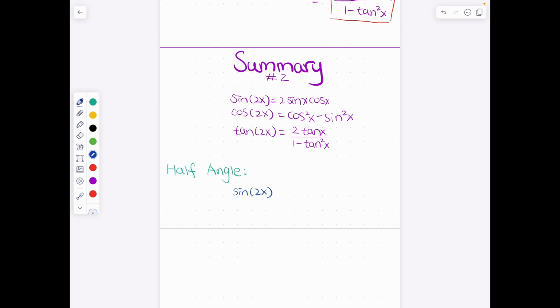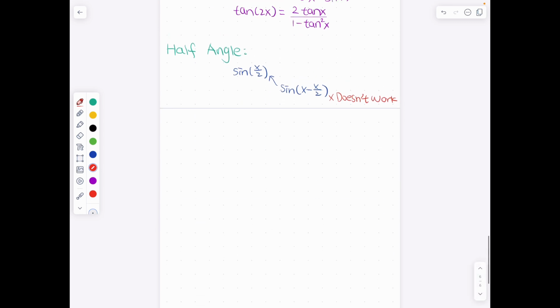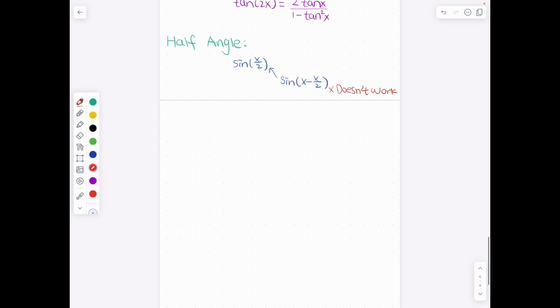Sine of 2x, no, sorry, what am I doing? Sine of x divided by 2. So how would you approach this problem? Maybe you would feel like sine of x divided by 2. But it turns out that this doesn't work because you will still need to use the sine of x divided by 2 in the middle. And using a recursive sequence is just annoying.